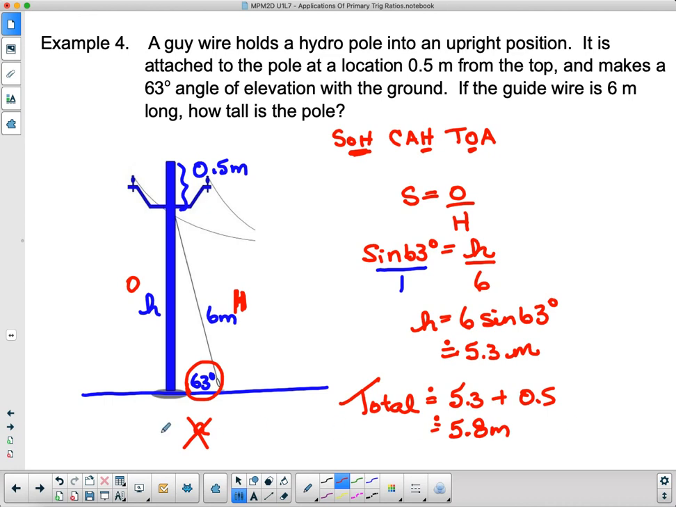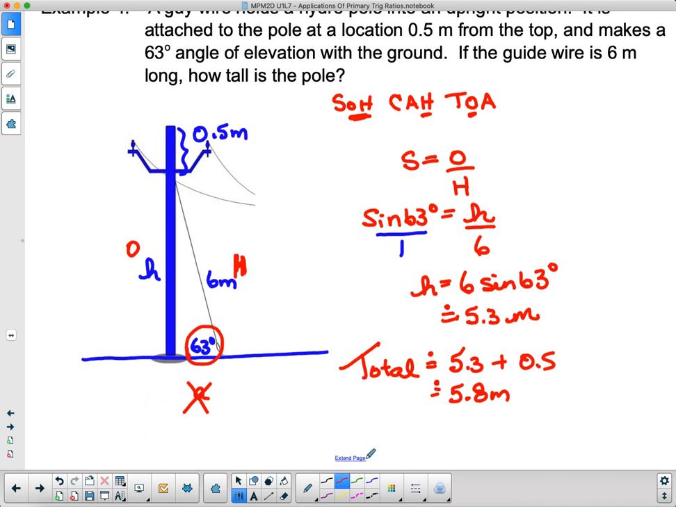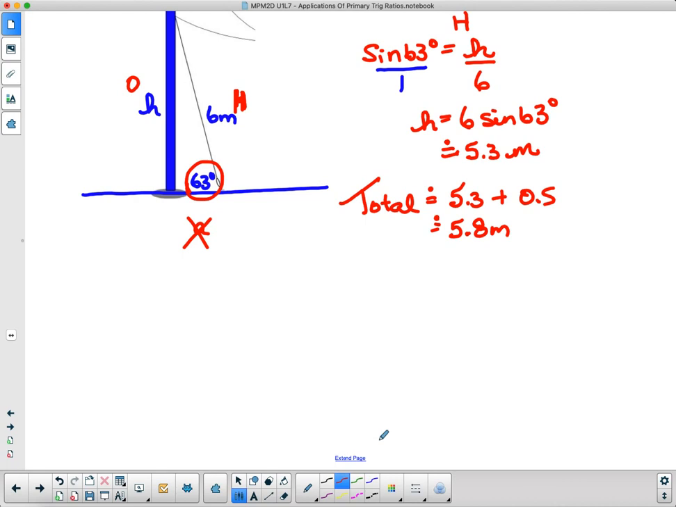And we're going to leave this dot above the equal sign that means approximately because it's a measurement. And of course, for all application problems, we really should have a therefore statement. So therefore, the pole is 5.8 meters tall.